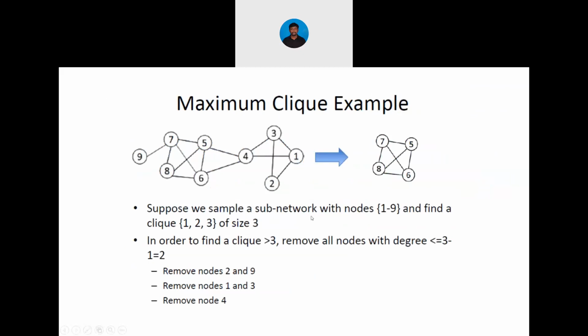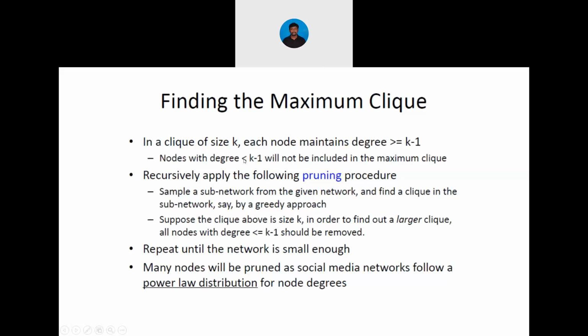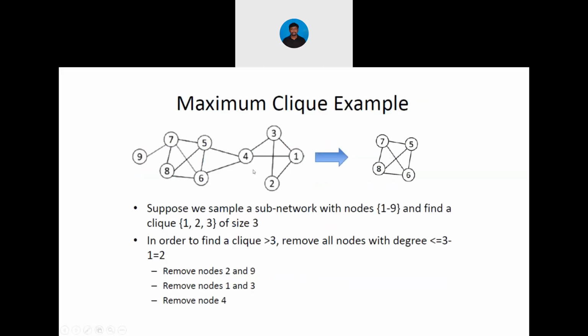Suppose we sample a subnetwork with the nodes 1 to 9. So this network consists of 1 to 9, and we find a clique 1, 2, 3 of size 3, right? We are going to find a subgraph, the clique of size 3. In order to find a clique greater than 3, remove all the nodes with the degree less than or equal to 3 minus 1. That is what I have shown here. If I remove a node present in the network which is less than k minus 1, then I can find the maximum clique subgraph from this original graph.